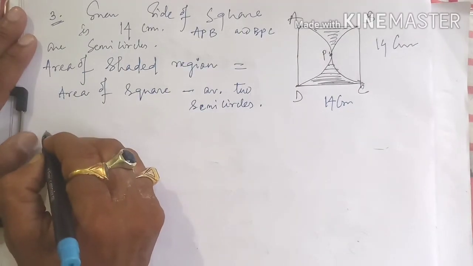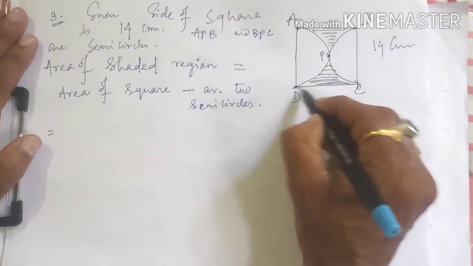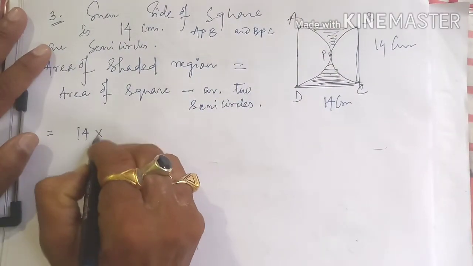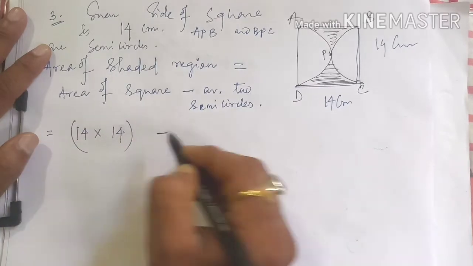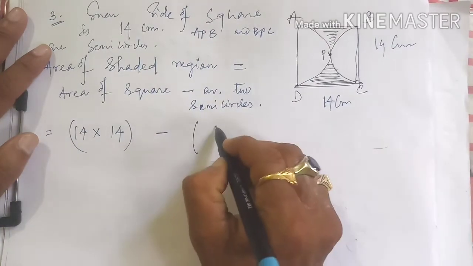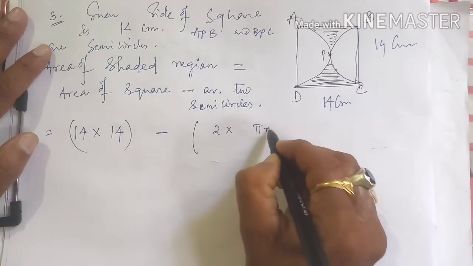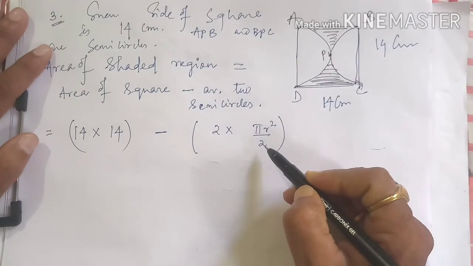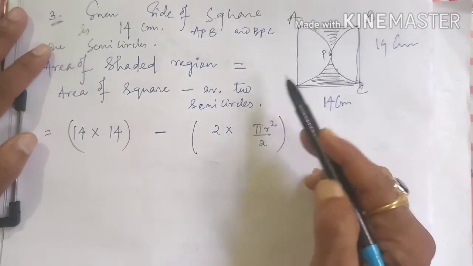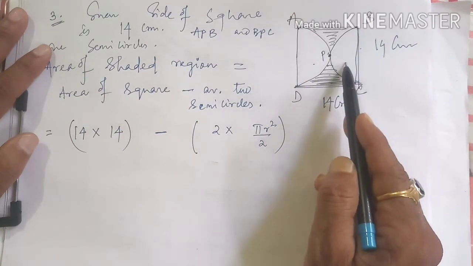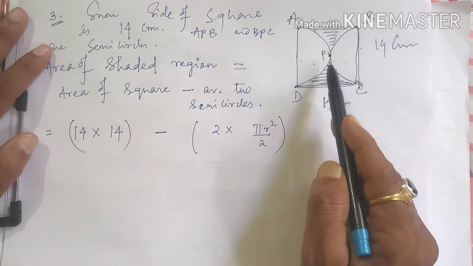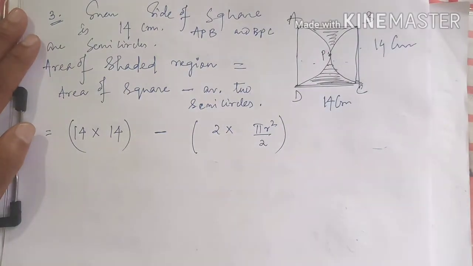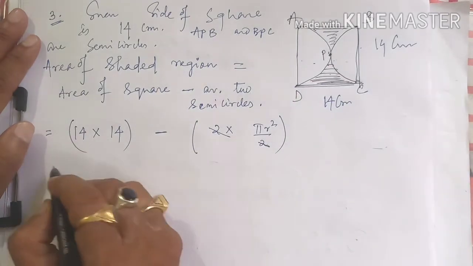So you see students, square area is side into side, that we can put here 14 into 14, that is area of the square, minus area of 2 semicircles means 2 into pi r square by 2, because pi r square by 2 is the area of a semicircle. Here are the 2 semicircles APD and BPC. So the area of one semicircle is pi r square by 2. 2 semicircles means into 2. You cancel here 2, 2.